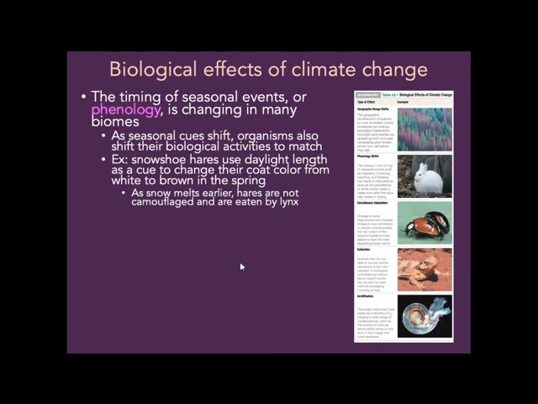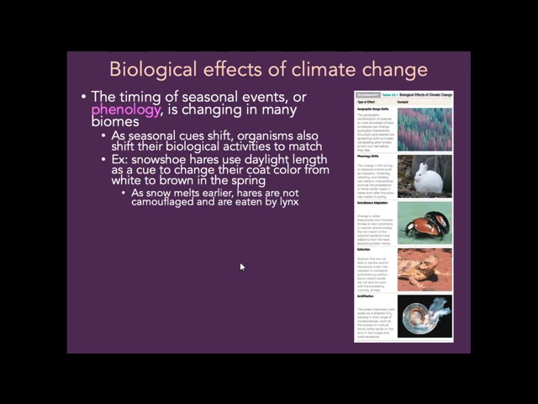So let's talk a little bit about phenology. That is the fancy name for the timing of seasonal events. So phenology would be like, it's the time of year when all of the buds form in the ground, right? That kind of thing. And as these different seasonal cues shift, meaning if you have a plant and over a certain temperature it'll bloom, then organisms are also going to shift their biological activities to match this cue. So if it becomes warmer and warmer, some organisms will grow earlier and earlier in the year. Other organisms, though, have other cues that can't really change.